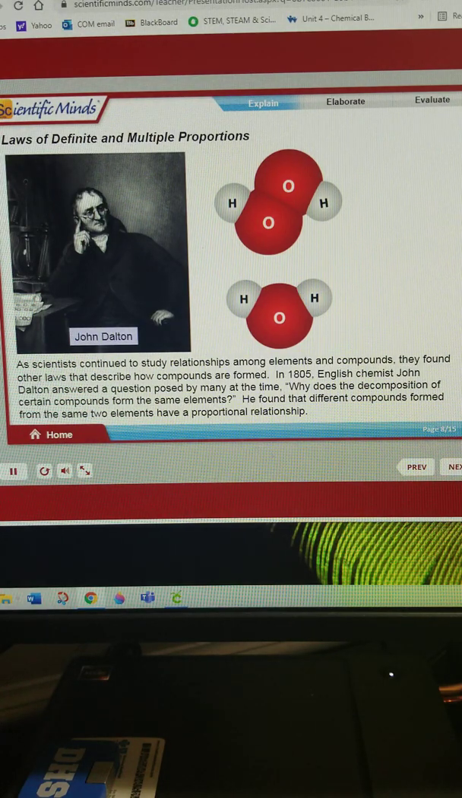As scientists continue to study relationships among elements and compounds, they found other laws that describe how compounds are formed. In 1805, English chemist John Dalton answered a question posed by many at the time. Why does the decomposition of certain compounds form the same elements? He found that different compounds formed from the same 2 elements have a proportional relationship.